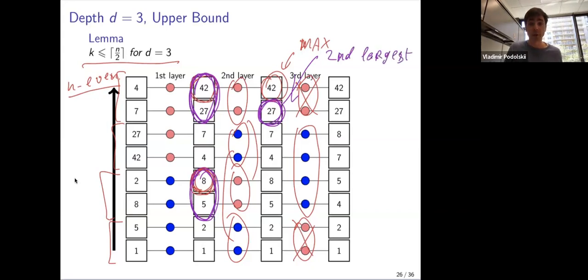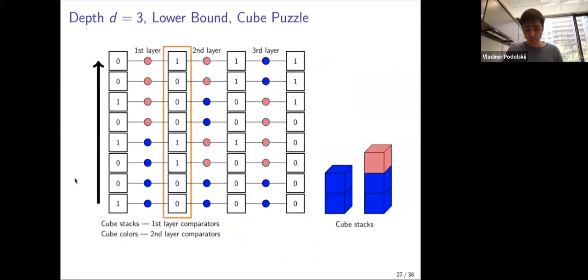Also, you can note that the picture is symmetric. So it is the same for the minimum and the second minimum. So after the two layers, the two largest numbers and the two smallest numbers are sorted. What is left to do is to sort the middle, and that's what we do on the last layer. And this generalizes to arbitrary n. If you have arbitrary n, you do the same thing, and after two layers, you have the upper quarter sorted and the lower quarter sorted, and you have to sort the middle on the last layer. So this is an upper bound.